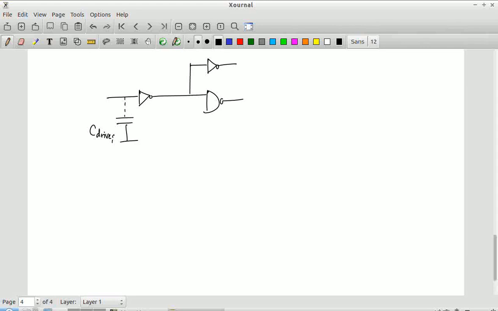What is the load capacitance? It is a sum of both. It is not only the NAND gate. Even though I might be interested only in the path through the NAND gate, the load capacitance here is the sum of both of these. Okay? So this is the C load of the NAND and the C load due to the inverter.